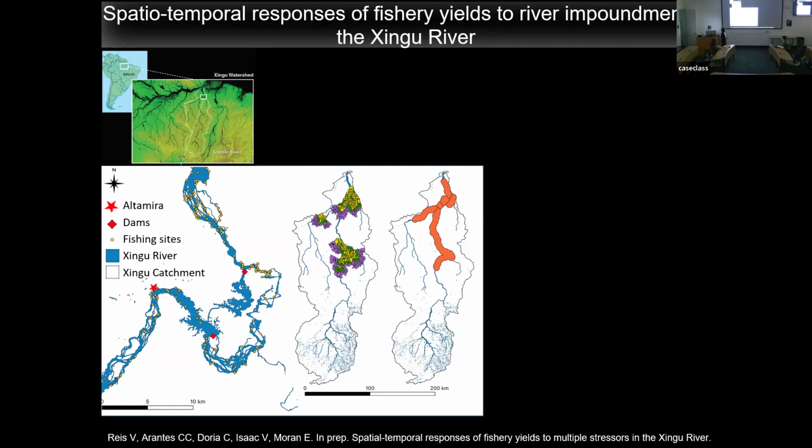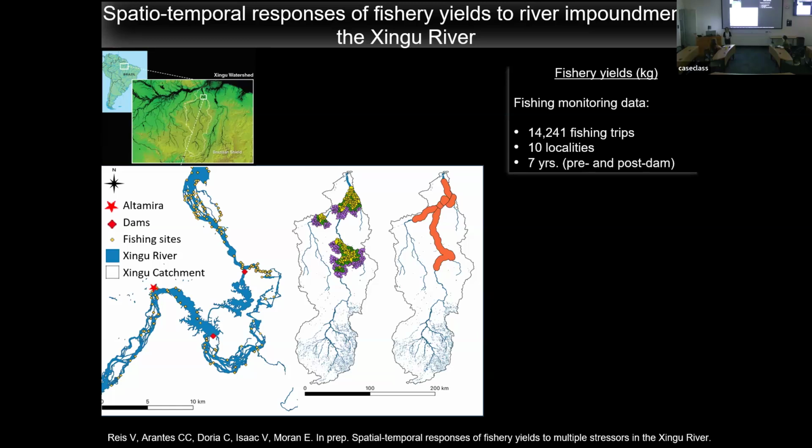So first, coming back to the first area, Xingu. This is our work in development. I've been working with this group of co-authors, including Vanessa Reis, a postdoctoral fellow working with our group. And we investigated spatial temporal responses of fishery yields to the Belo Monte Dam complex. And we are doing that based on fishing monitoring data that has been collected across 10 localities, covering periods pre and post dam construction.